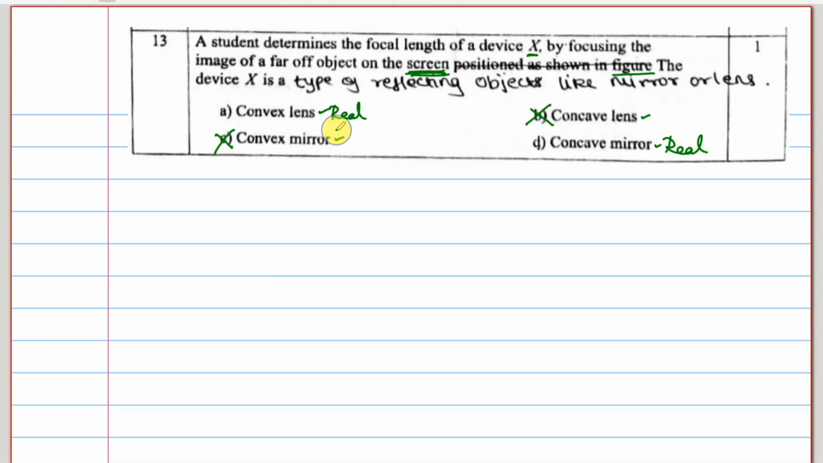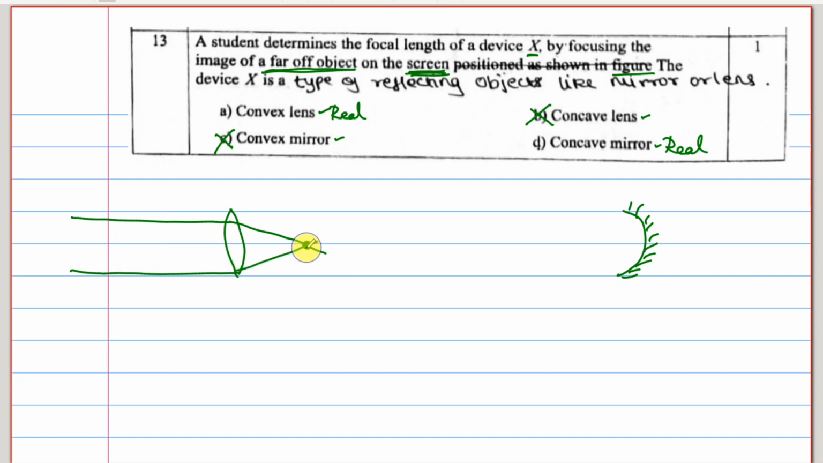So what is the difference between convex lens and concave mirror? It is a far off object, that means the object is at infinity. We consider the object to be at infinity. When light from infinity falls on a convex lens, it gets focused behind the lens. So the screen will be placed after the lens. So we have the object first, then the device, then the screen.